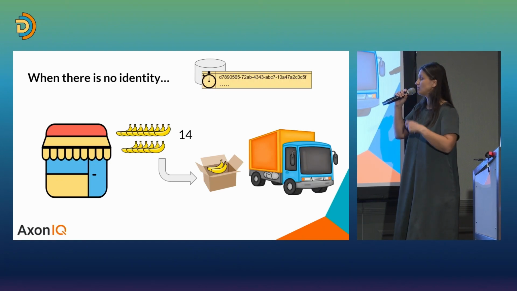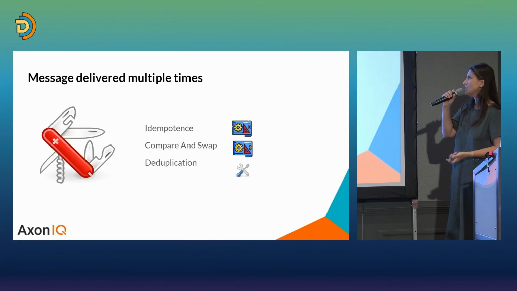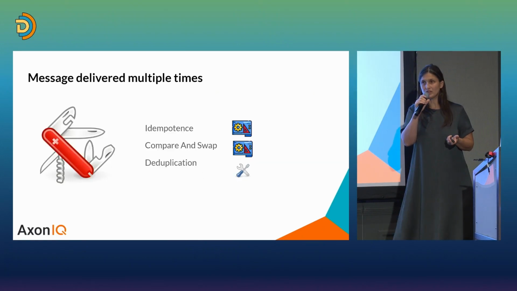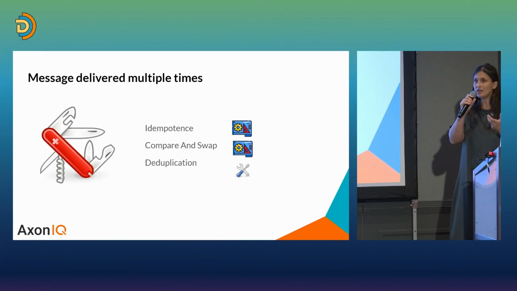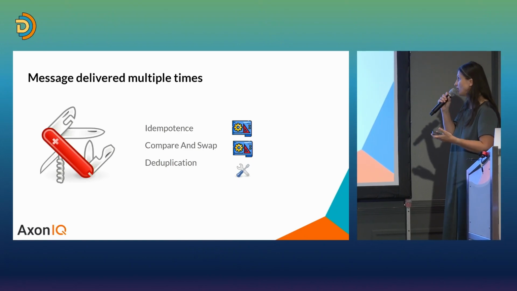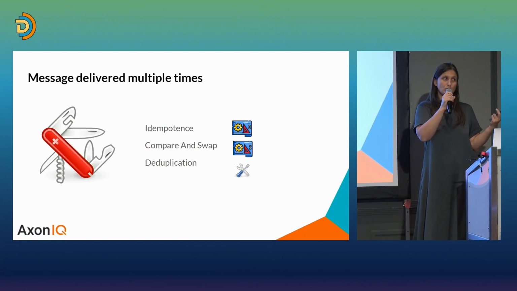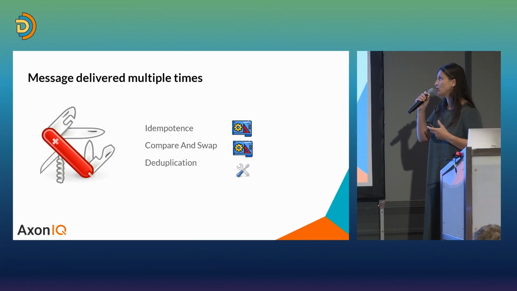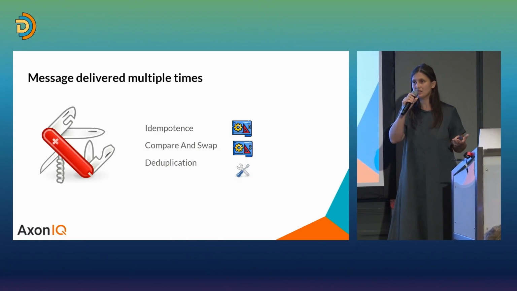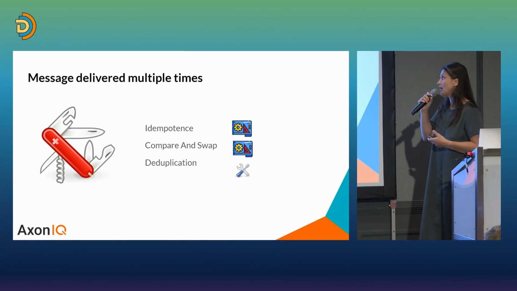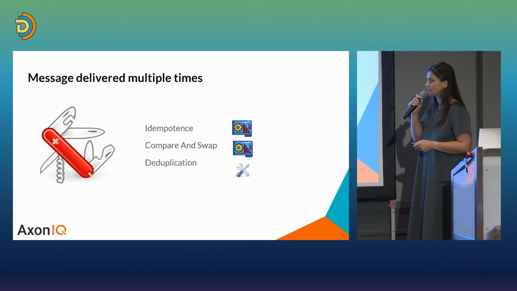We don't execute it twice. So this is a technique that is called deduplication, and it is the only technical solution that we propose here. It should be used only when you cannot use one of the other two solutions we propose. Basically, when you have no identity, so you cannot implement a design solution for that.